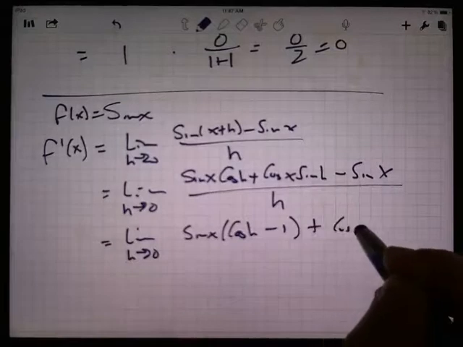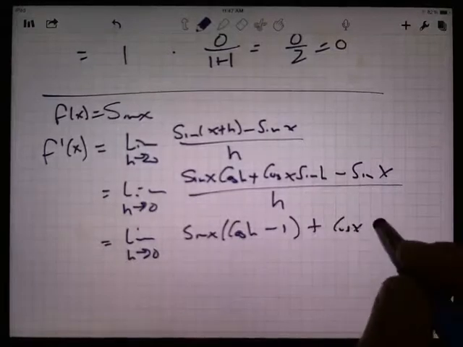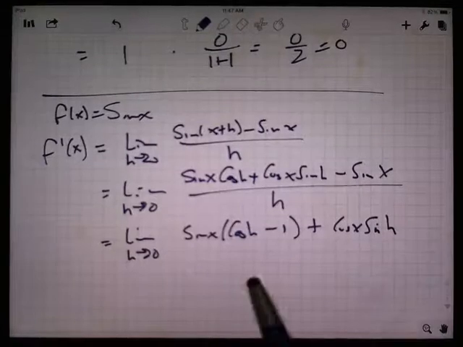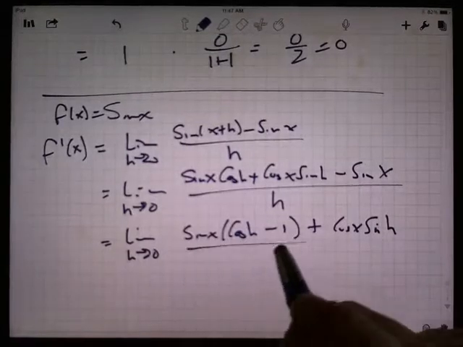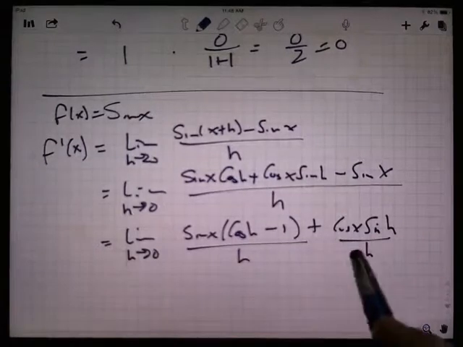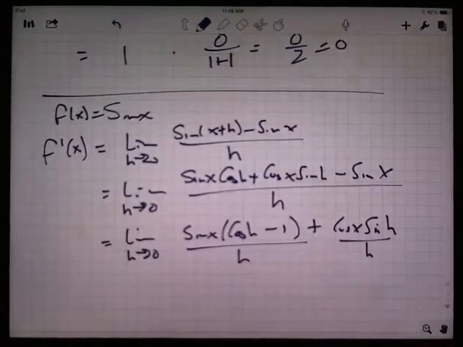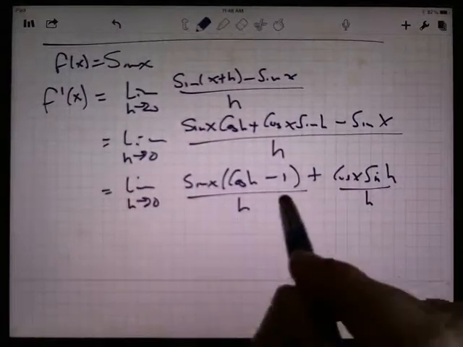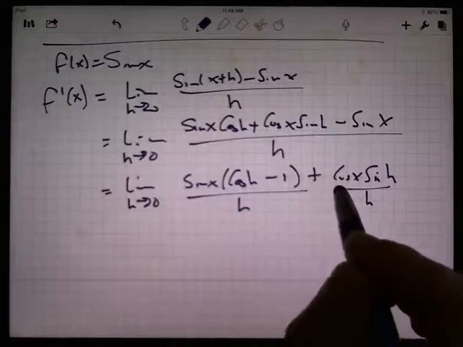And then I've got the cosine x times sine h, and I'm dividing by h. What I'm going to do is divide this by h, and divide that by h. Essentially, if you're adding fractions, you get a common denominator, so that's what I have. And then I can break this limit into the sum of two limits.